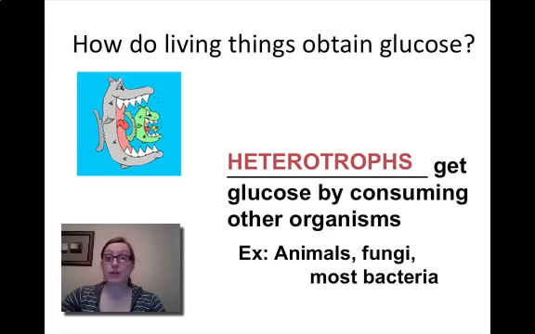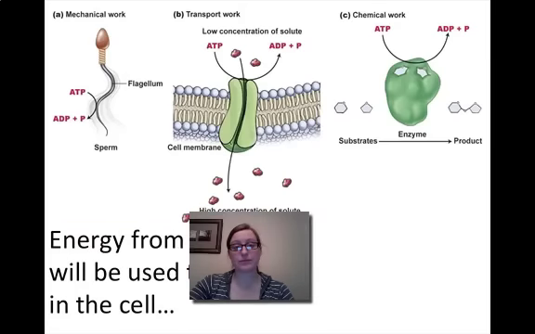Heterotrophs, on the other hand, which are like us, we get our glucose by consuming other organisms. So either we eat other animals that have eaten plants that have made their glucose, or we can directly eat plants as well. Think about a salad and a burger. You have a mixture of plant and animal matter there that we are consuming. Both of them are going to give us their supply of glucose.